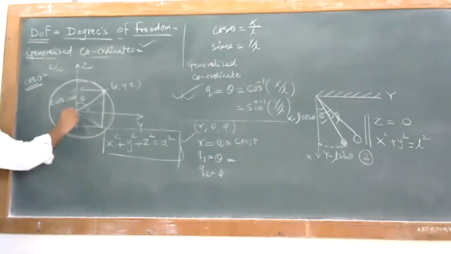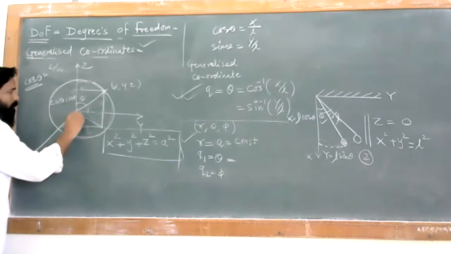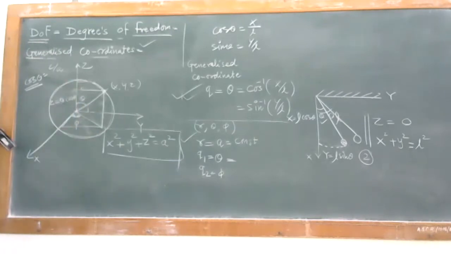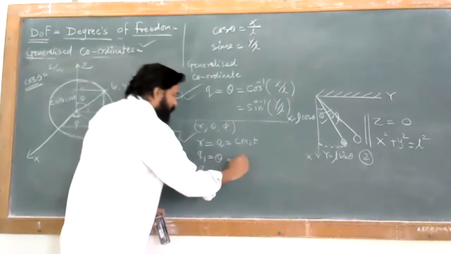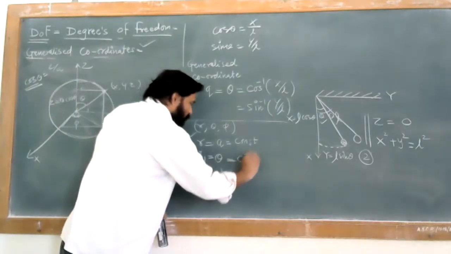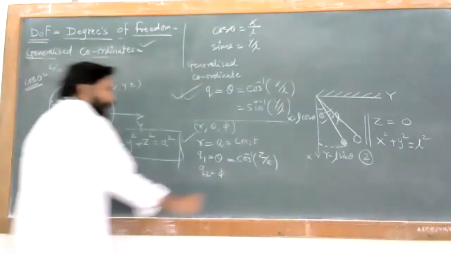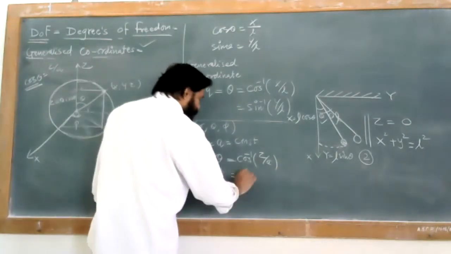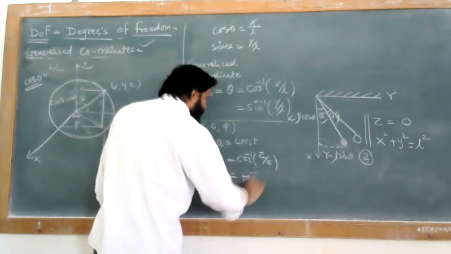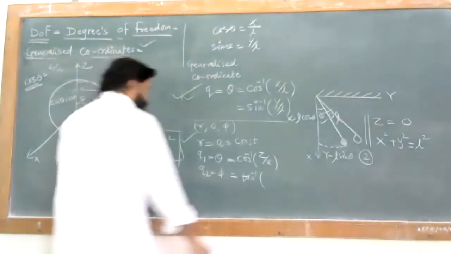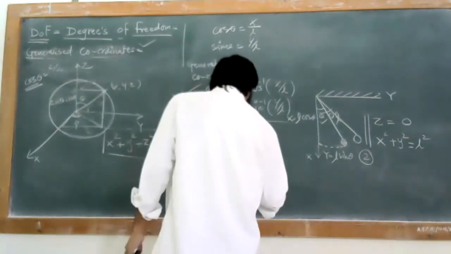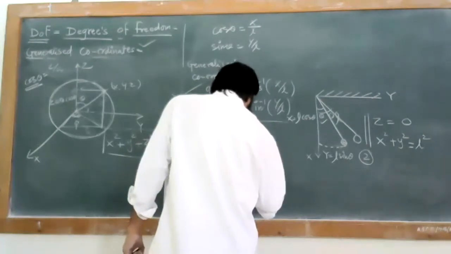Now we'll have to find out the second thing, that is the value of phi. And that phi can be given in terms of the conditions. So for the first case, q1 is equal to theta is equal to cos inverse z upon a. That is the first thing. And for the second one, q2 is equal to phi, and that we can have as an angle called tan inverse, that is given as y upon x.